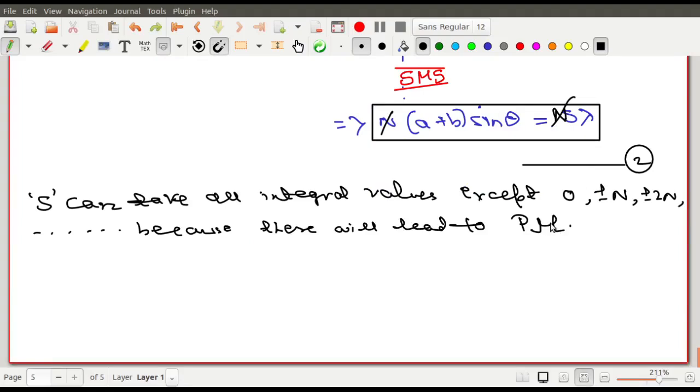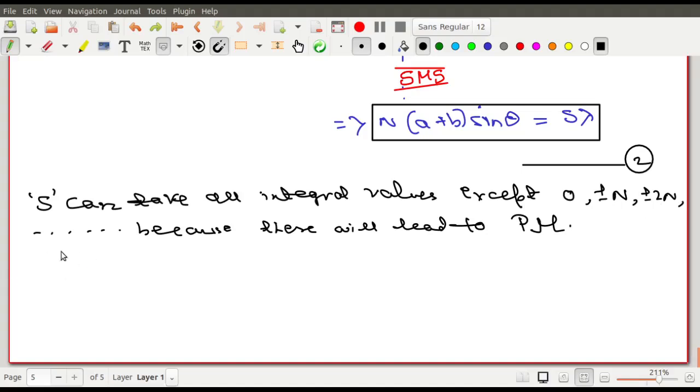So what do you understand? The two conditions become identical, but that cannot be so. The theory says that equation 1 leads to principal maxima in 0 by 0 form, and this maxima is only for 0 by 0 form. Whatever you find here is not for 0 by 0 but only when sin n gamma is 0, but sin gamma is not 0. That is why you cannot take the values n and 2n. s can take all integral values except these, right?